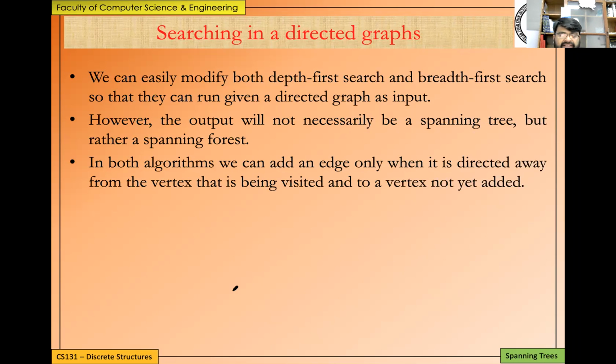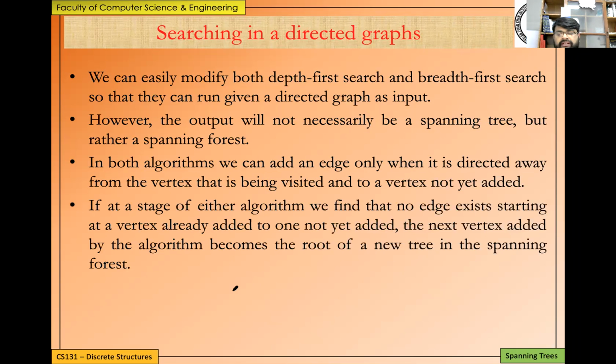might not be possible to reach every vertex. The result for an undirected graph was a spanning tree, but the result might be a spanning forest for a directed graph. So in both algorithms, we can add an edge only when it is directed away from the vertex that is being visited and to a vertex not yet added.